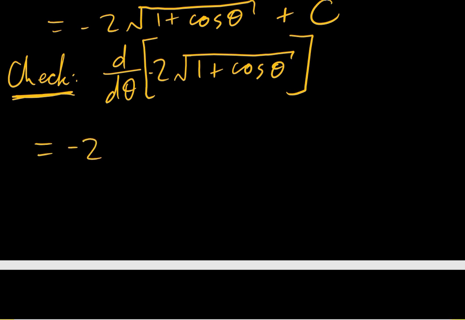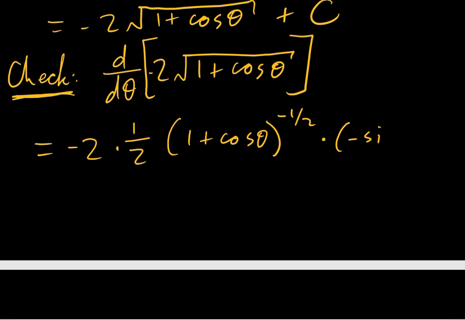Now this is of course the power half, so we bring down the half. The inner function 1 plus cosine theta, the power must be reduced by 1, so half minus 1 is minus half. And then we must multiply it by the derivative of the inner function, so the derivative of 1 plus cosine theta. And the derivative of 1 plus cosine theta is negative sine theta. This is the chain rule.